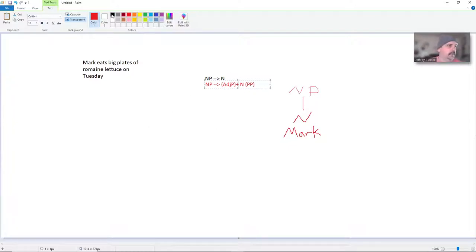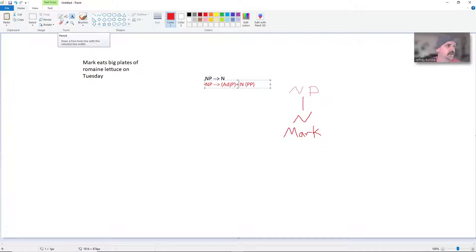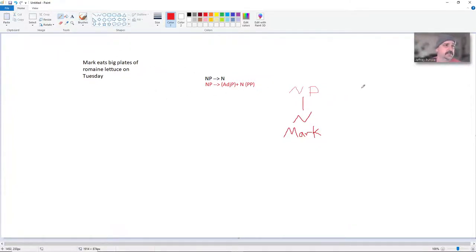I'll go ahead and draw up our tree for big plates of romaine lettuce, though we haven't gotten to all of the constituents contained within it. We'll get there. So we're going to have a noun phrase. Let's find a good spot for this noun phrase. It's going to have an adjective phrase. It's going to have a noun. It's going to have a prepositional phrase. And we still have to do our account of our adjective phrase and our prepositional phrase here. So our noun is plates.